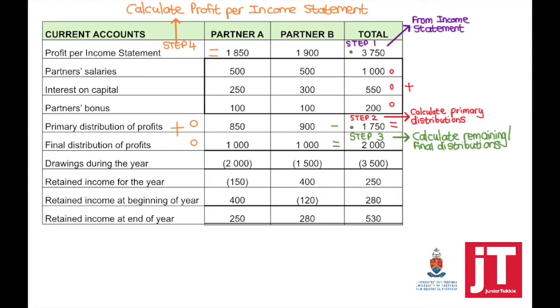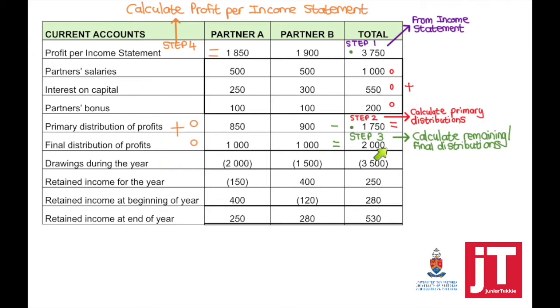Step number 4, calculate the profit per income statement. To calculate the profit per income statement, it's always your primary distribution plus your final distribution equals. Please do not take the profit per income statement and distribute that according to a specific ratio. This is the common mistake. It must be your final remaining that will be calculated in a ratio. To calculate the profit per income statement, it's primary plus final.